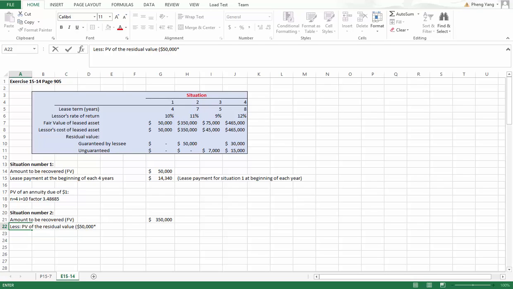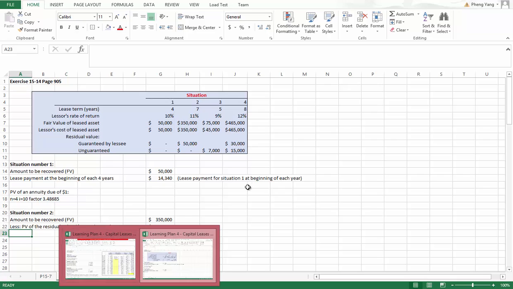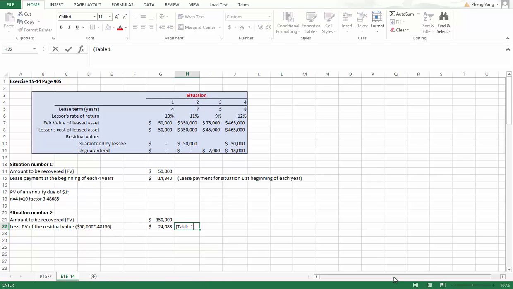We're going to be using table 1. The number of periods is 7, interest at 11%. Our factor should be 0.48166. So if I take 50,000 times 0.48166, I should come to 24,083. Let me just note: table 1, using n equals 7 periods and i equals 11%, so that once you get to the homework, you remember where we got this payment factor from.